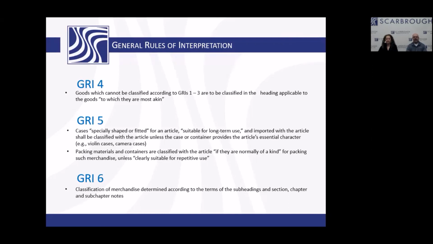General 5 is for cases. So if you import a guitar and it comes in a case, the case is classified with the guitar. And then 6 is, again, breaking down subheadings, chapter notes, subnotes of things that are there.